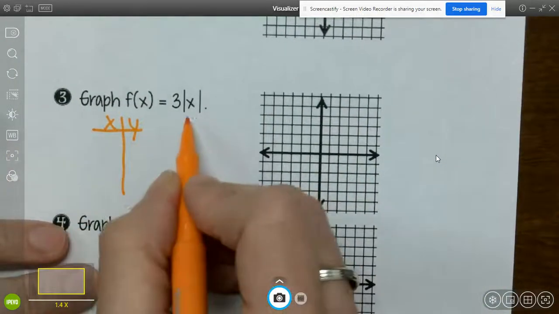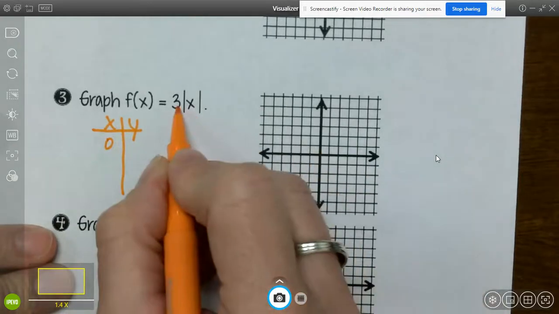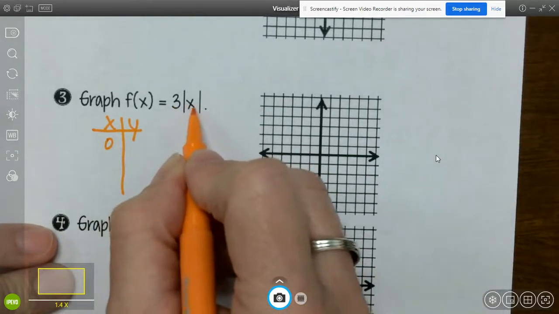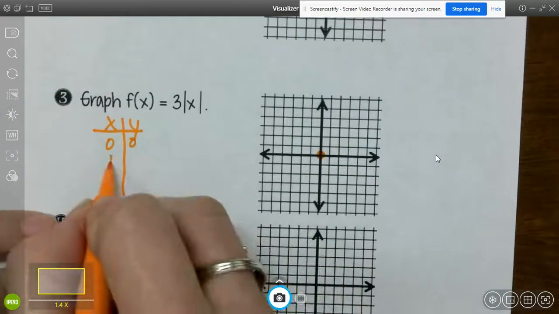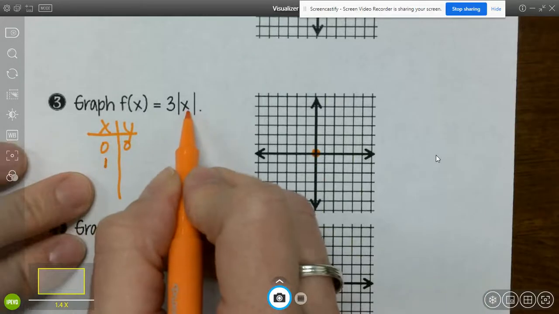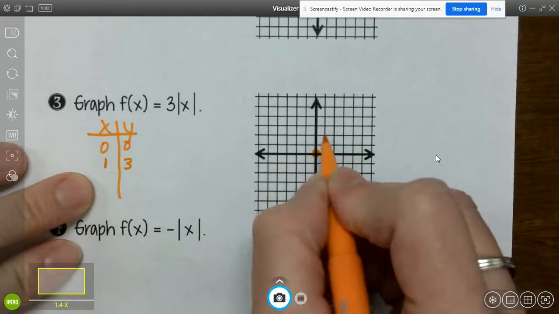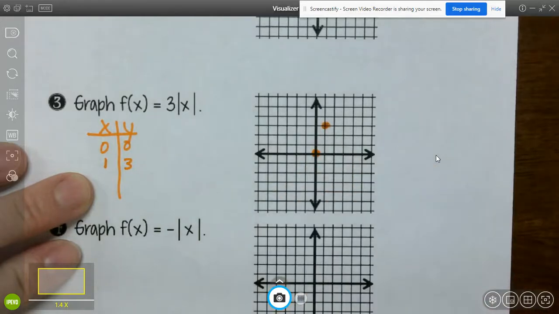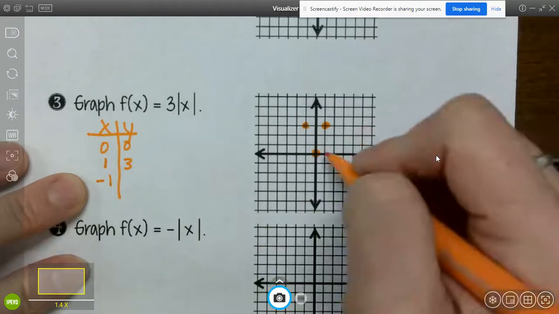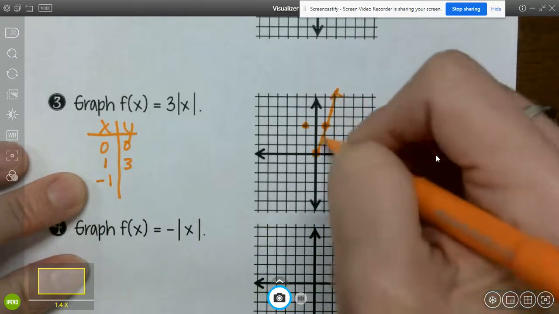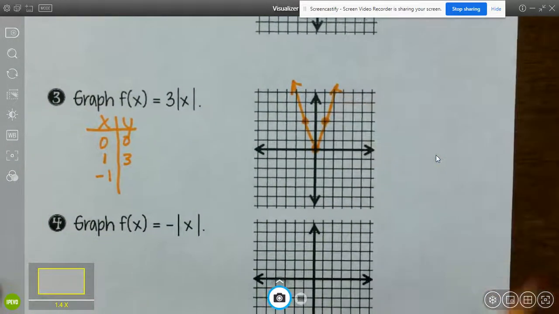So if I put, let's just say 0 in, at 0, I'm going to get 3 times 0 is 0. So I'm still going to be at the same vertex. But what if I put in 1? Well, the absolute value of 1 is 1, and 3 times 1 is 3. So at 1, I'm going to get 3, which means at -1, I'm also going to get 3. So you can see that this graph is stretched out, okay? So it's going to look like that.